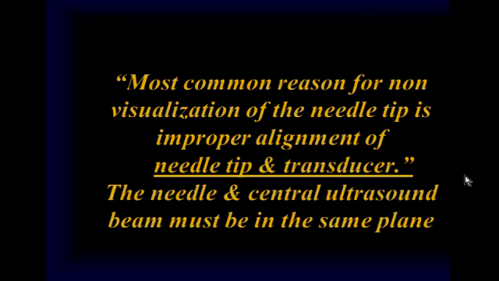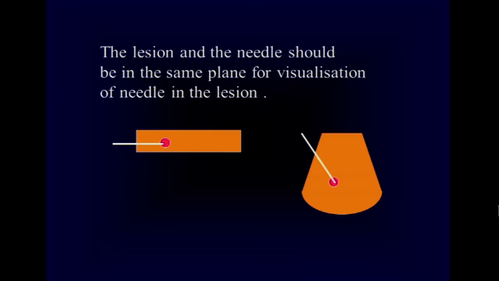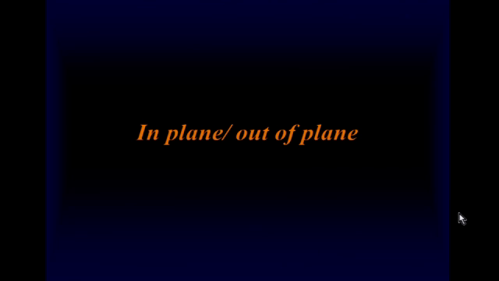When we start doing procedures, one of the most common problems which people encounter is the non-visualization of the needle tip. And the commonest reason why the needle tip is not visualized is because of improper alignment of the needle and the transducer. So we have to remember that the needle and the central ultrasound beam must be in the same plane. The lesion and the needle should be in the same plane for visualization of the needle in the lesion, as we can see in this figure.